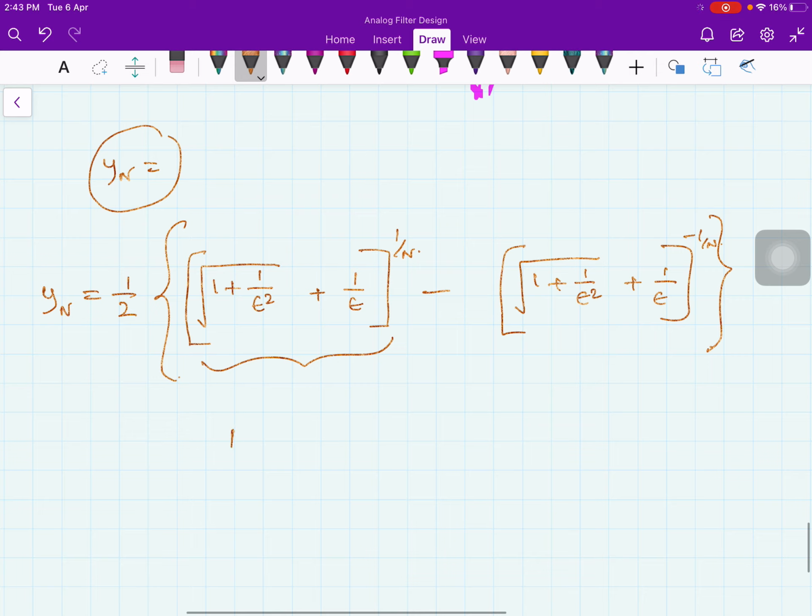So given capital N and epsilon, you can find out the transfer function. Capital N and epsilon are the only two parameters of a Chebyshev filter. Once you know capital N and epsilon, you can find out the transfer function.